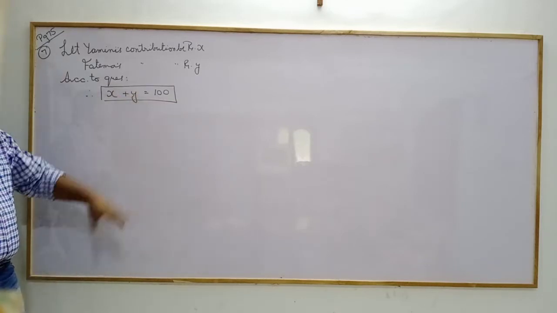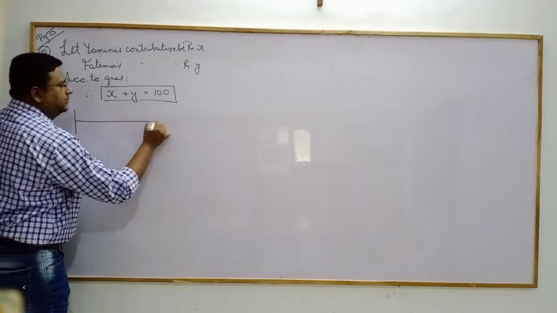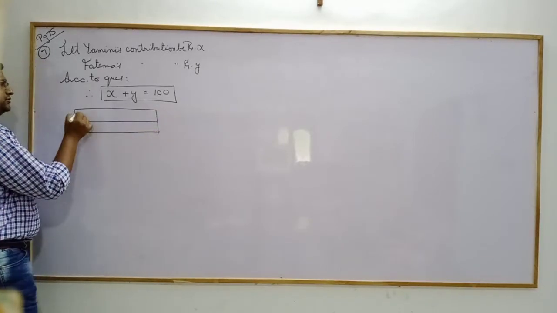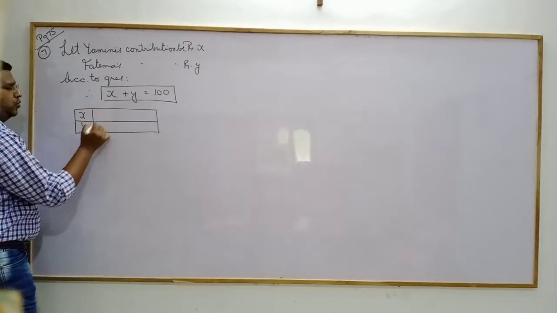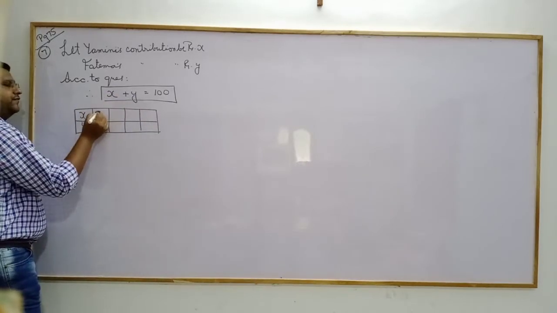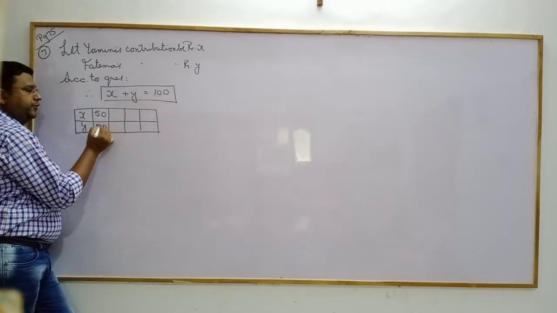Now he says represent it graphically. So you can represent it. Can you draw a table? How many columns did I tell you? 3 columns. Let us find out 4 entries. Supposedly Yamini contributed ₹50. So how much will Fatima contribute? She will also contribute 50.